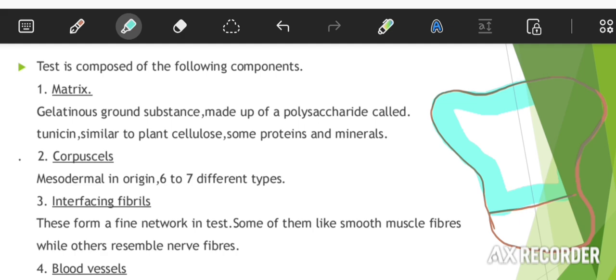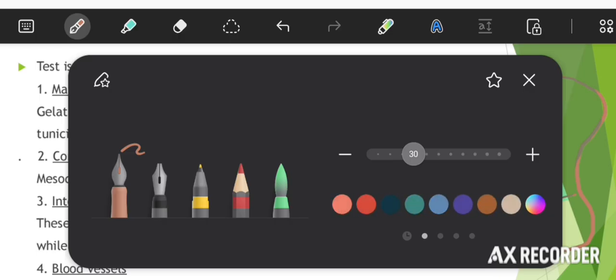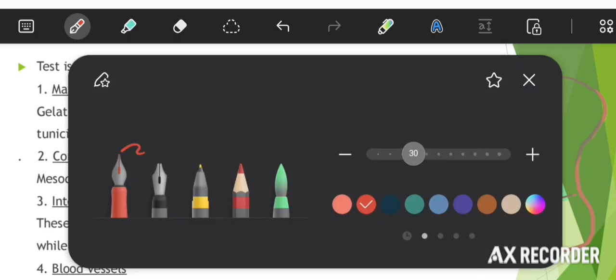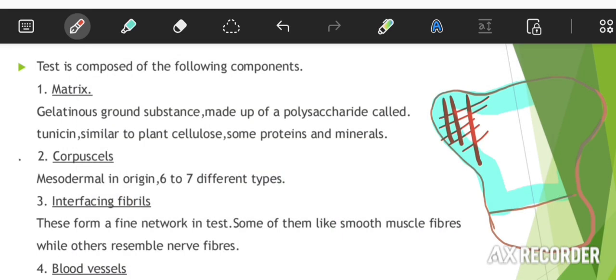Next, interlacing fibrils are present. What is the function of interlacing fibrils? These fibrils make a mesh-like structure. So this is the mesh-like structure which is formed by these fibrils. They form a mesh-like structure like this, a fine network of fibers. These are the interlacing fibrils that are present in the test.